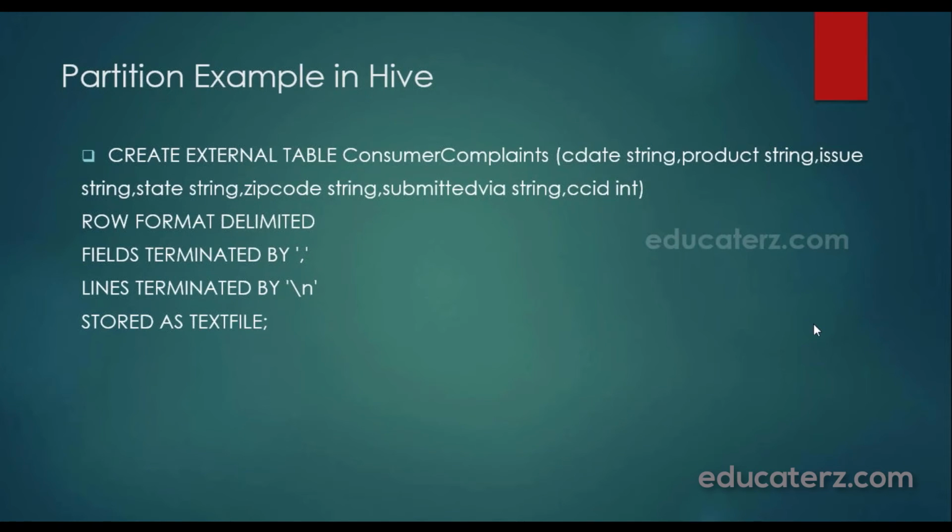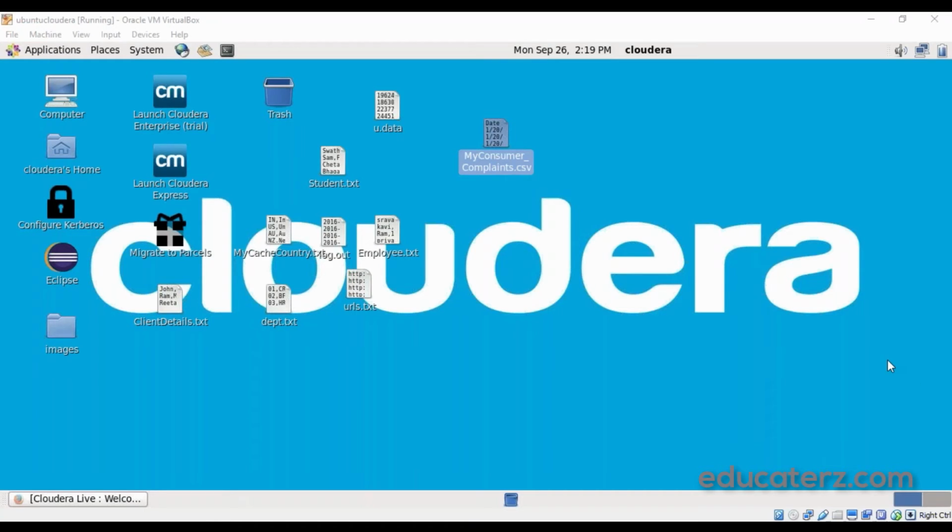So as part of the dynamic partition example, let me show you what the consumer complaints dataset looks like. I just logged into my Cloudera QuickStart VM, and this particular dataset has been attached to the video. You can directly download it to your computer and drag and drop that file into your Ubuntu Cloudera QuickStart VM. Otherwise, you can even attach it to an email and open your Gmail within Cloudera as well.